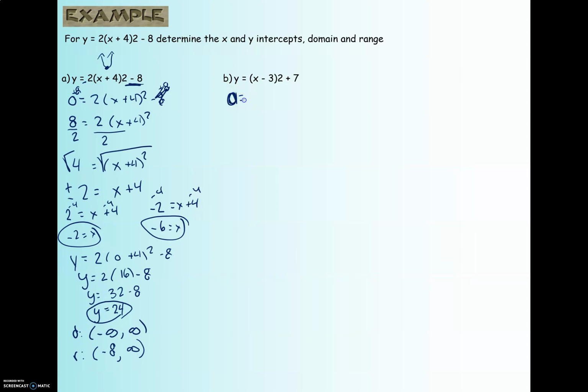Second example: set y to equal 0 to solve for my x-intercept. Subtract 7 from both sides. And look at that, our bracket is already isolated, but guess what? We cannot square root a negative. There is no solution, which means there's no x-intercept.